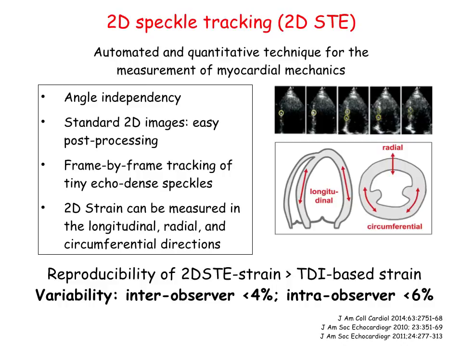2D strain has several advantages over TDI. It can be obtained in an angle-independent fashion and evaluates all 3 domains of myocardial mechanics using the standard 2D images and with better reproducibility than TDI.